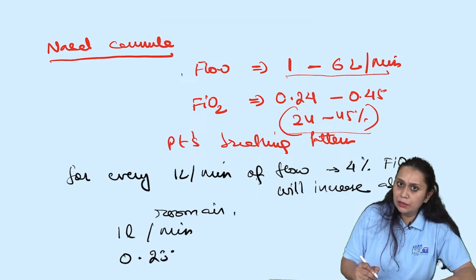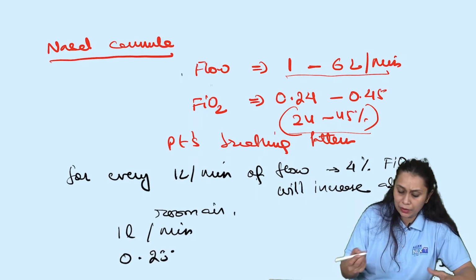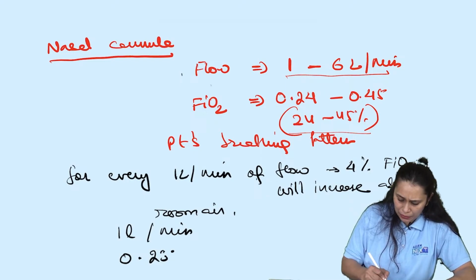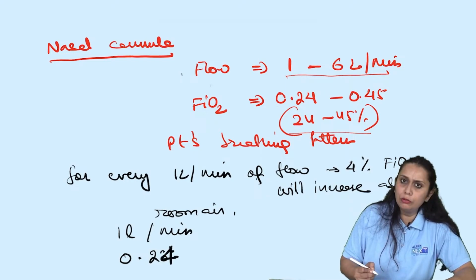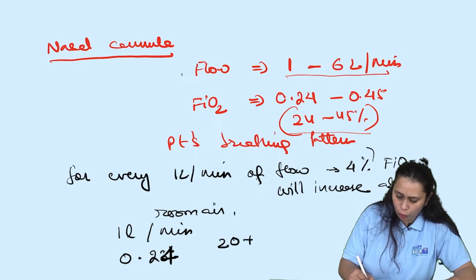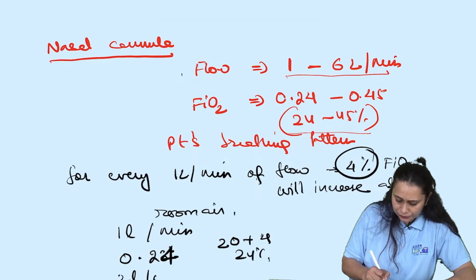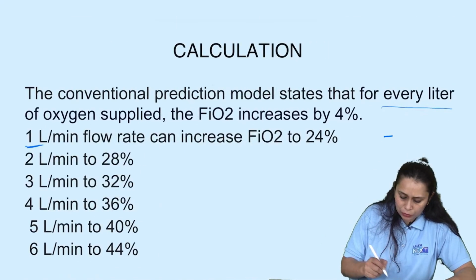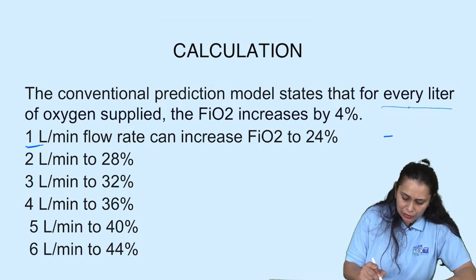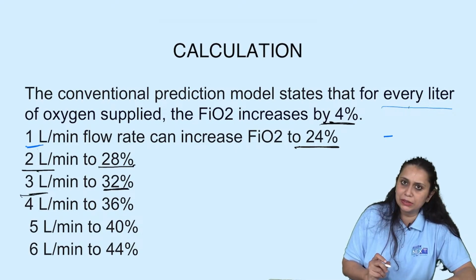0.25, right? That is 4% above room air. If I keep the room air at 20%, I achieve 0.24. That is 20 plus 4% for 1 liter, so 24%. For 2 liters per minute, similarly 28%. For 3 liters per minute, how is it calculated? For every liter, FiO2 increases by 4%. For 1 liter, 24%. For 2 liters, 28%. For 3 liters, 32%. For a maximum of 6 liters, 44 to 45%.